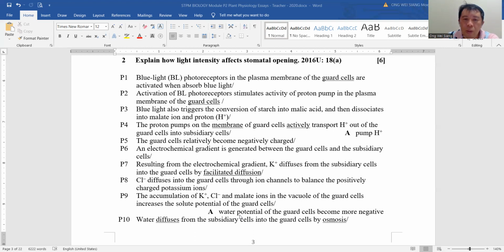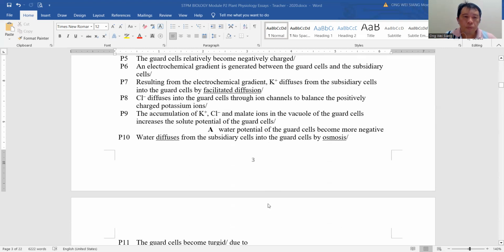Or we can say the water potential of the guard cells becomes more negative. So you must be very clear about the water potential and solute potential of the guard cell. Then water diffuses from subsidiary cells into the guard cell by osmosis. You have diffusion, you must have the osmosis.